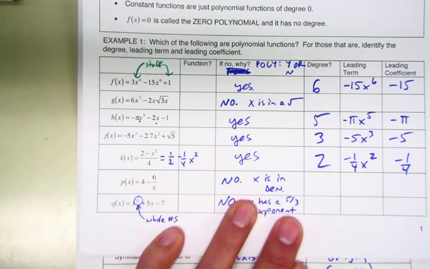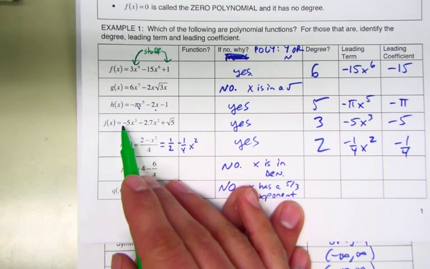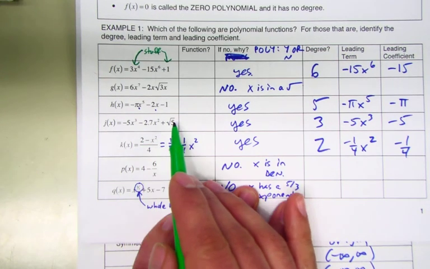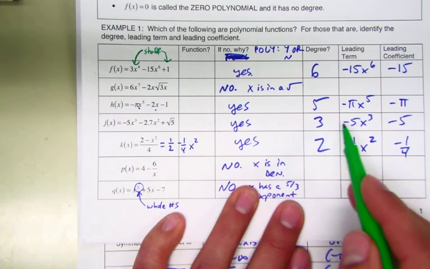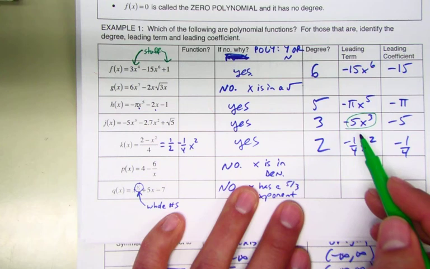What about, let's see, let's find another one. Over here, this J graph, what's that going to look like? It's going to look like the cubic graph because the leading term is a cubic term. Does that make sense?